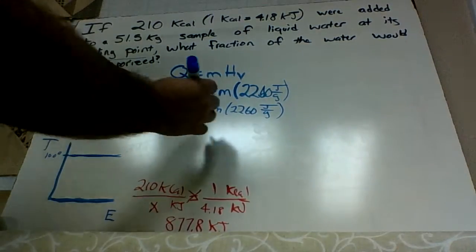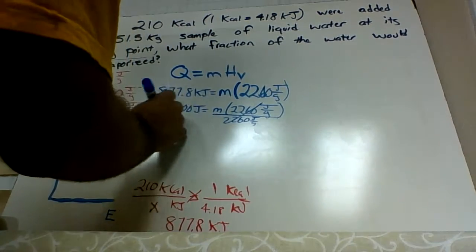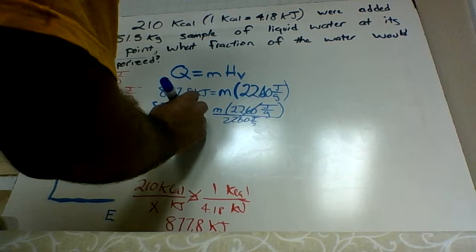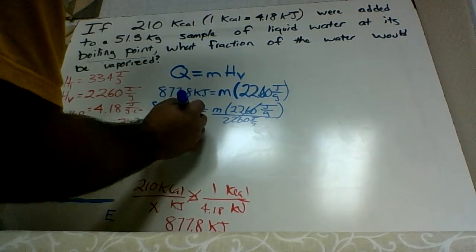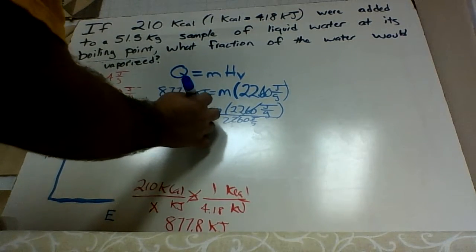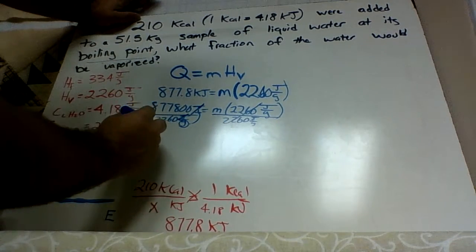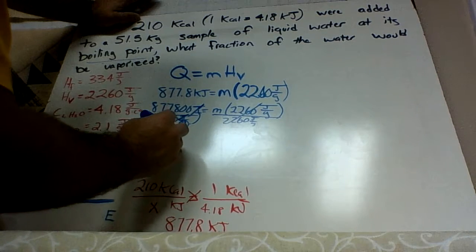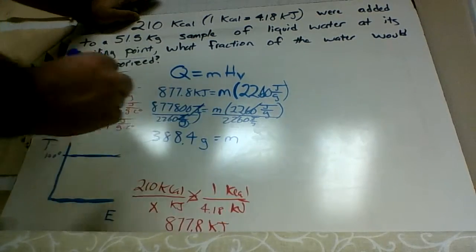And so then it's just simply a matter of dividing both sides by 2260 joules over grams. So then I just simply take 877,800 divided by 2260. And notice, watch this, the joules cancel, and then the grams, which is in the denominator, pops up into the numerator. So therefore, my answer when I divide that is 388.4, and the unit should be grams, and that should be equal to my mass.